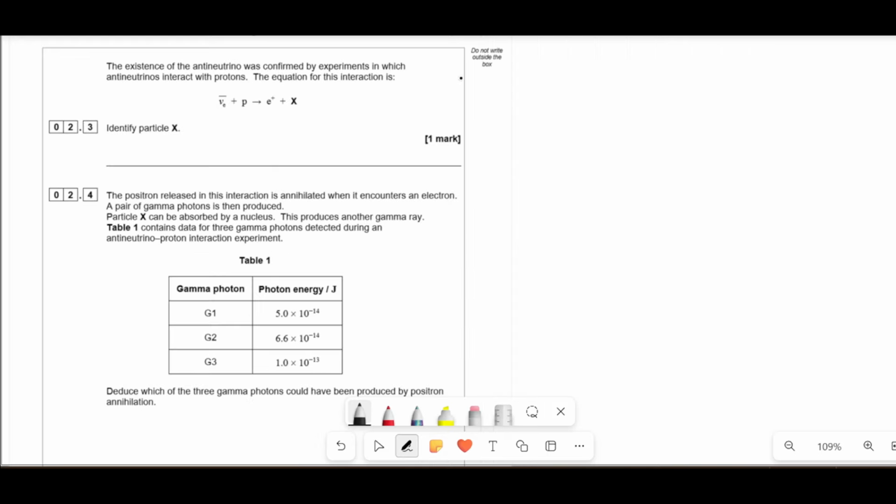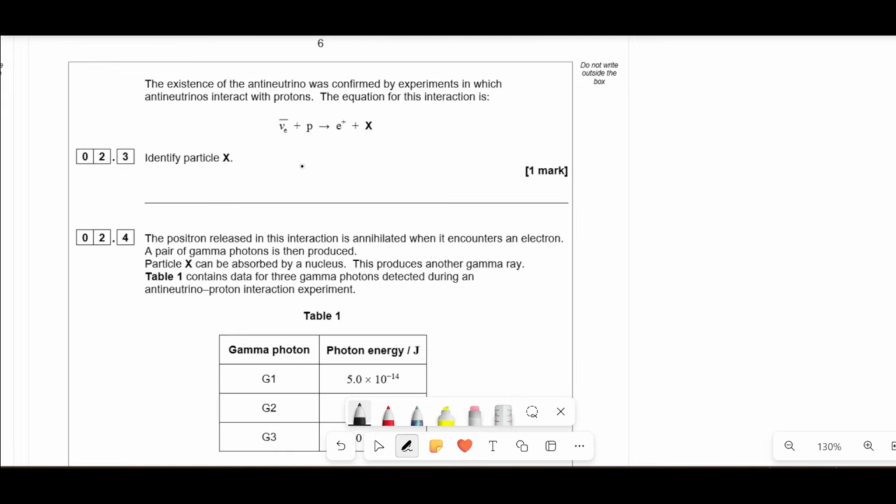So the existence of the antineutrino is confirmed by experiments in which antineutrinos interact with protons. The equation for this reaction is given, identify particle X. Okay, so our lepton number is conserved because we've got an antineutrino and we've got a positron. So it's got to be some other baryon as well. And if you have a look, that's kind of the other way around from your beta minus decay. So neutron. There you go.